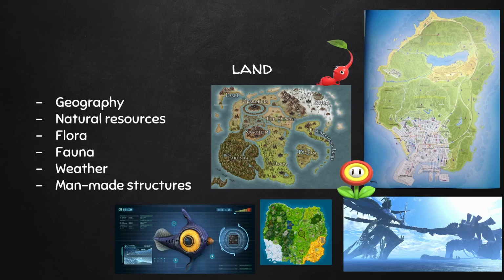Flora, like plants, wildlife, as well as weather, also falls under land. Some games don't have weather, but if you do have weather, how is that going to affect the environment? How does it affect the player? As well as man-made structures. If you have a city, an outpost of some sort, or a road, these are all different things that can exist physically within the world on the land.